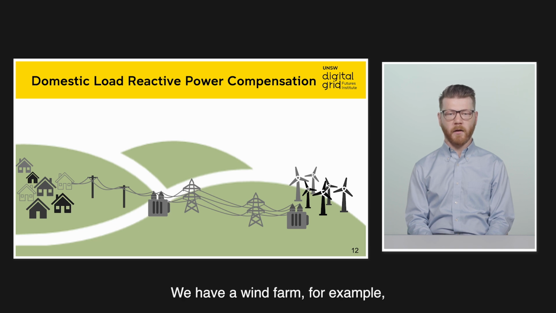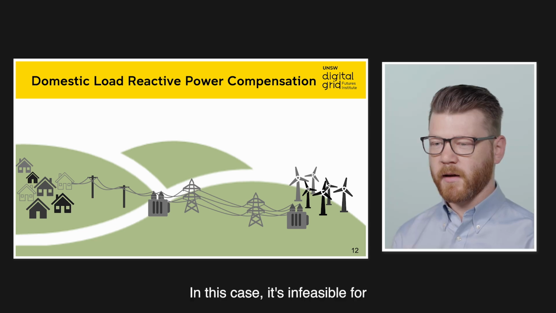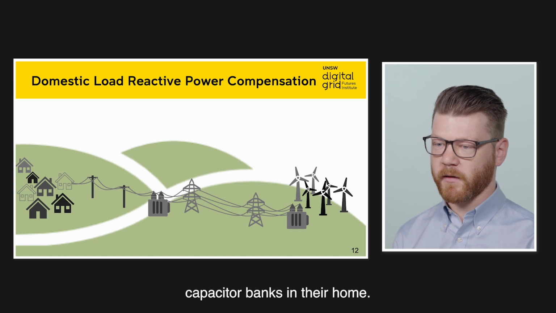We have a wind farm, for example, on the right-hand side going through a transformer into a high-voltage transmission network, and then another transformer that converts us down to the street-level power we all see at our wall sockets. In this case, it's infeasible for us to ask the consumer to have capacitor banks in their home.